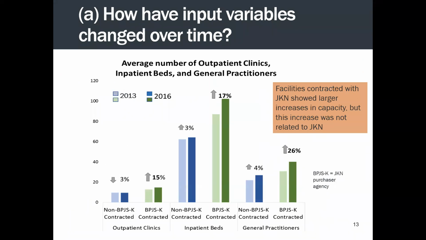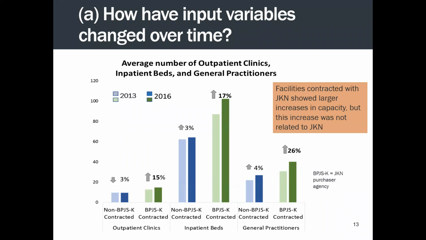Before generating the efficiency scores, we looked at descriptive statistics of inputs in both 2013 and 2016. Installed capacity increased among both contracted and non-contracted hospitals between 2013 and 2016. And qualitatively, we found that providers perceived patient utilization to have increased since JKN initiation, with 81% of all surveyed hospitals reporting increases in patient volume and bed capacity.